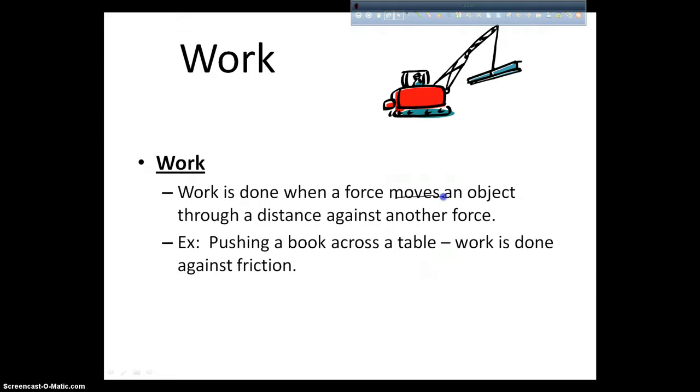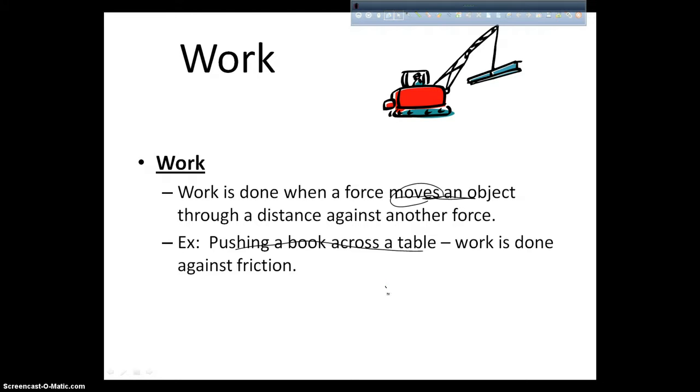So moves an object is the key point here, through a distance against another force. Okay, this moving is the key thing. So I can push a book across a table, and when I do that, I am doing work because I'm moving an object and I'm doing it against friction. That's what's causing the movement.